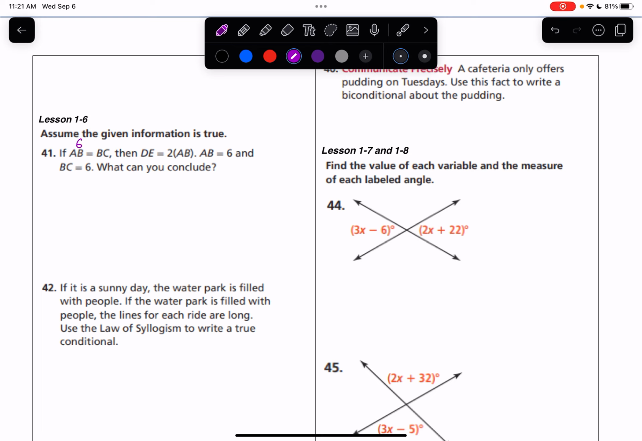AB is 6 and BC is 6. Well, we know that now this information makes the hypothesis true. By the law of detachment, if the hypothesis is true, then the conclusion is true. So then DE equals 2 times AB, which we know to be 6. So the conclusion is that DE equals 12. All right.